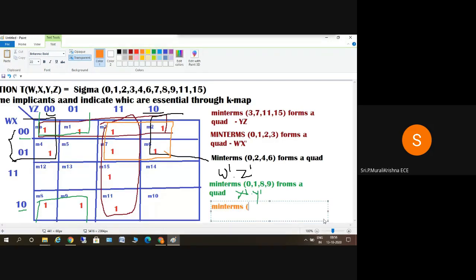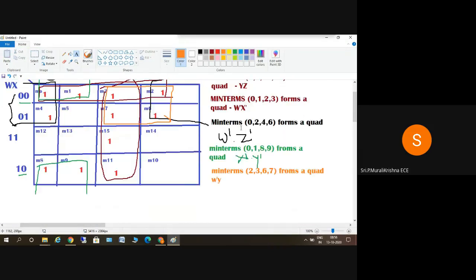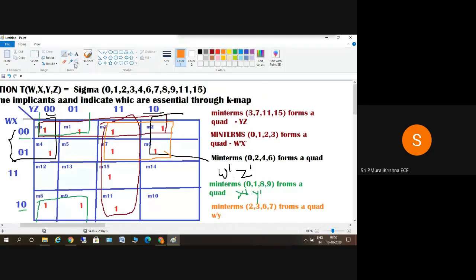So minterms 2, 3, 6 and 7 form a quad. What is the term here? That term will be W bar Y. Now we'll check each and every term and tell whether it is essential or not. So what are the minterms covered by this YZ here? YZ covers these minterms.